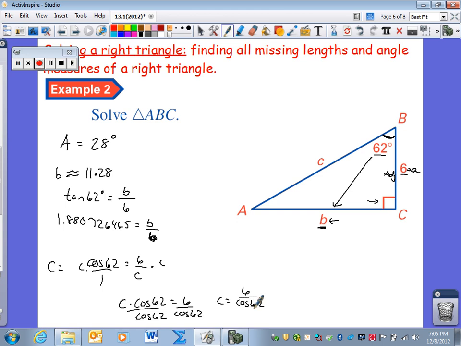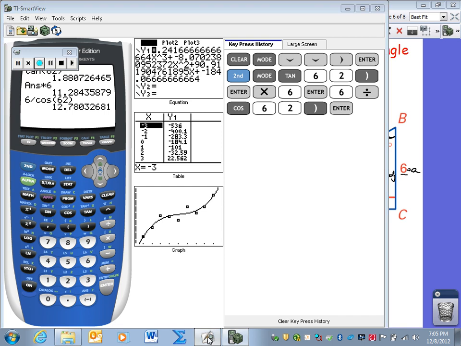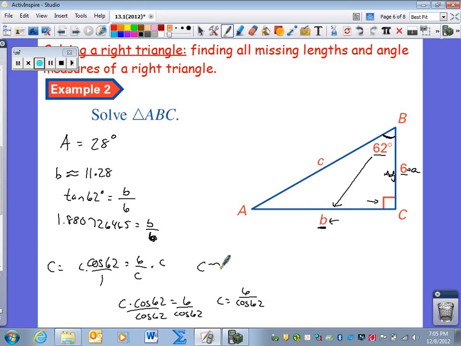So if I go back to my calculator, 6 divided by, I can type cosine 62, goes in parentheses, and it's 12.78. So c is approximately 12.78. So I found side c, found side b, and I found angle A. Everything else was given to us. So we got to find all 6 pieces: length of a, length of b, length of c, measure of angle A, measure of angle B, measure of angle C.